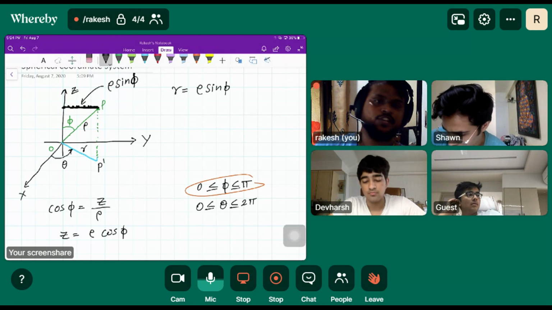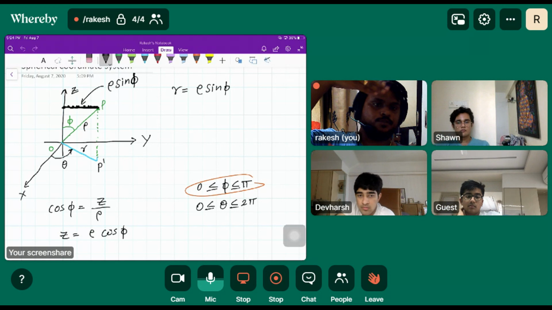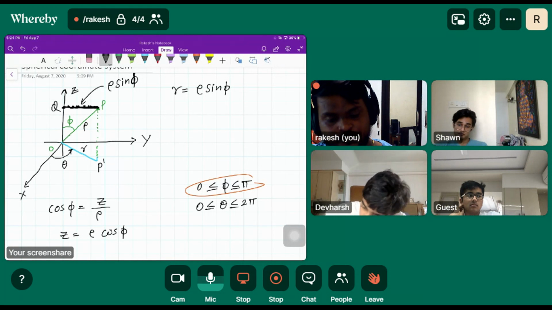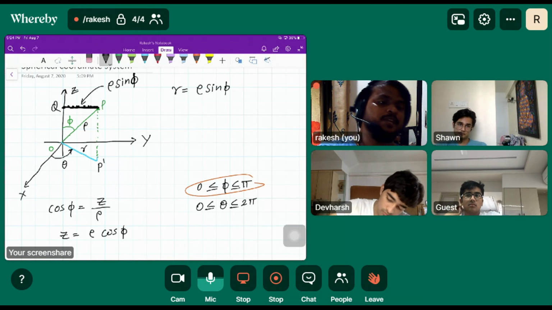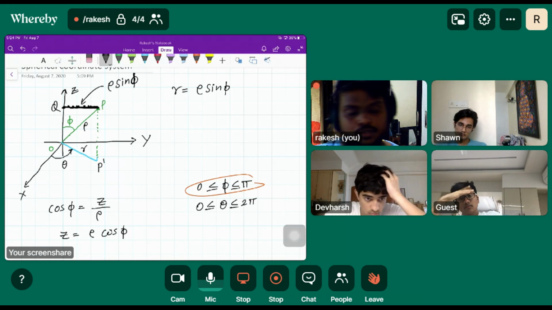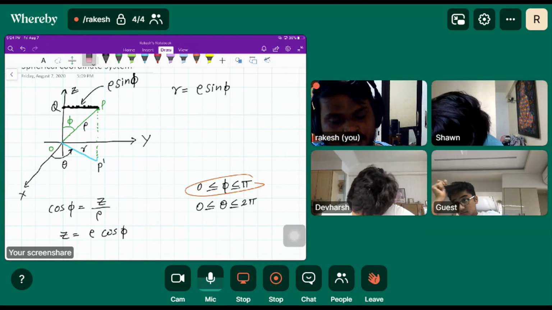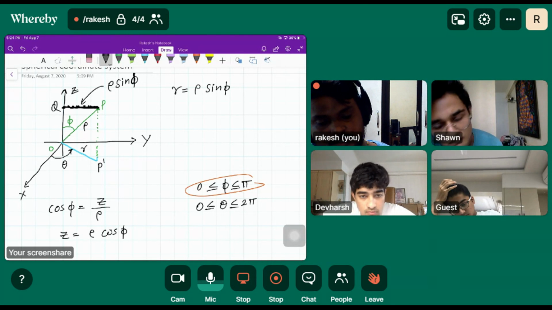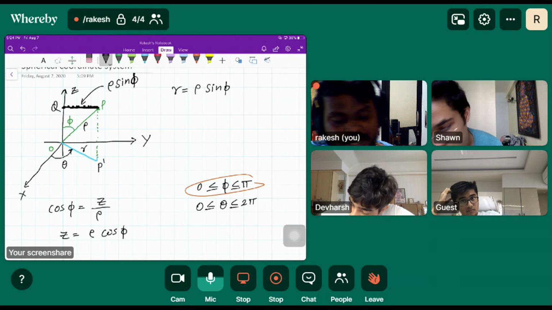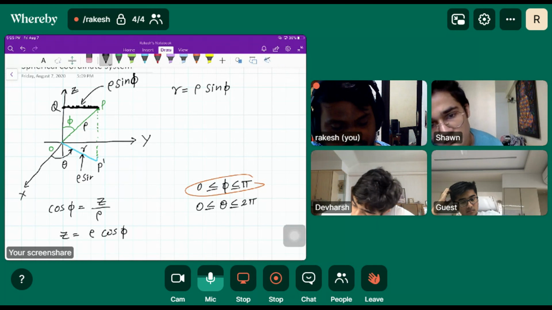Can you imagine the diagram properly? Let me write the name. The projection of PQ is nothing but P dash O, so it will have the same length. So OP dash is also rho sine phi. Now, what would be x and y coordinates, since we got this as rho sine phi?